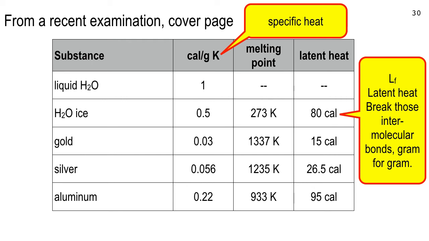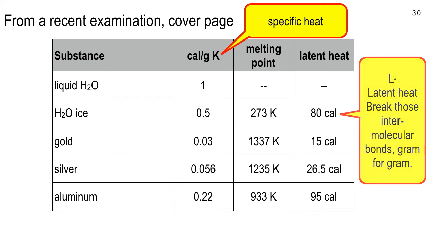But if you want to melt a gram of ice and turn it into a gram of liquid at 273 without raising the temperature, just busting up the crystalline bonds, 80 calories. All right. And if you want to, do the same thing for silver, 26.5, aluminum, and so on. And it's all related to the melting point. So if I give you a latent heat, but I don't give you a melting point, then you're kind of out to lunch. You don't know what temperature you got to work at.